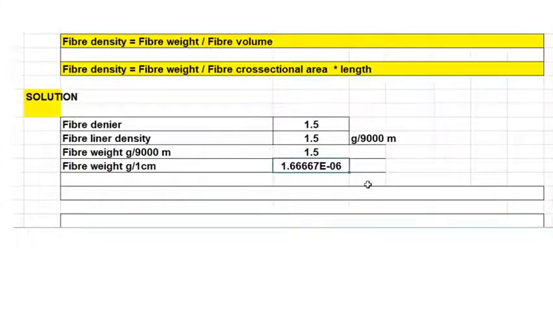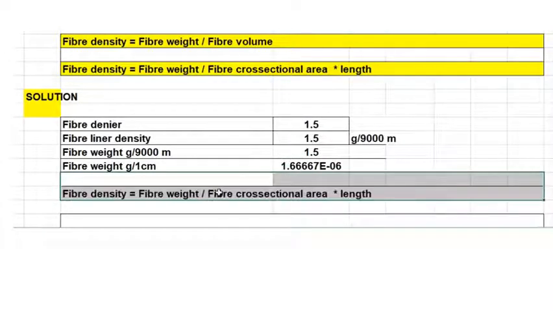So you get 1.6667 into 10 power minus 6. This is the grams of fiber for 1 centimeter. That is, 1 centimeter weighs this much weight. So next we'll go into the solution.